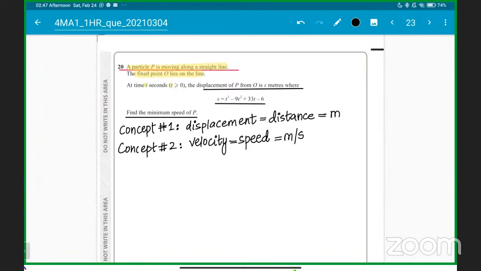Concept number three. Follow very carefully, this is the most important. Whenever you are going to differentiate displacement, what will you get? When you differentiate displacement, we get the velocity, that is v, or you can say the speed or velocity.